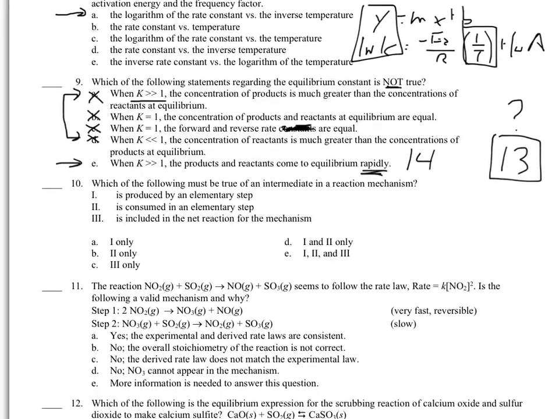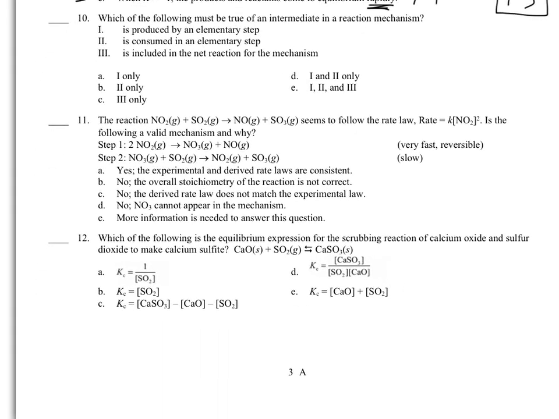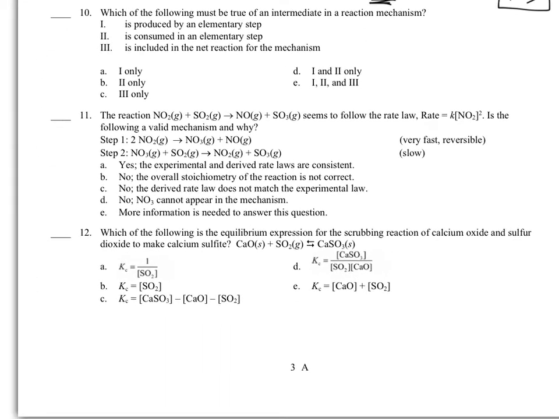Moving on to question 10. Which of the following must be true of an intermediate in the reaction mechanism? And it turns out that both 1 and 2 are true. It has to be produced in one step and consumed in another, for that's the definition of an intermediate. It is never included in the net reaction for the mechanism because it is an intermediate. So that's the definition of an intermediate, and so that answer is D.